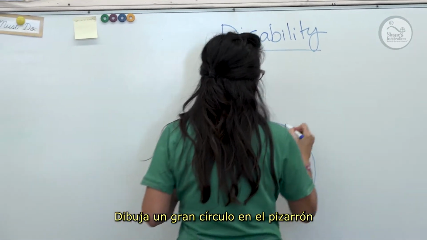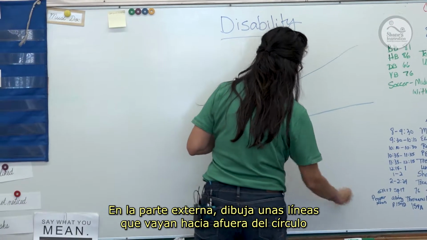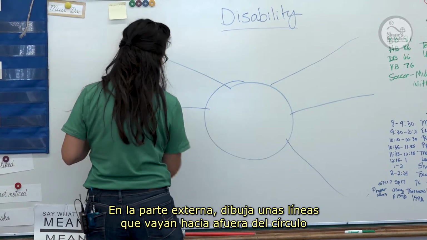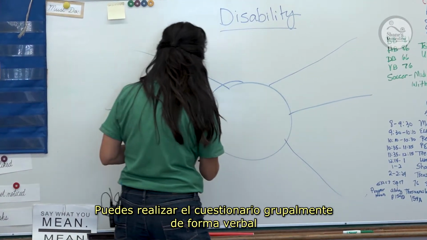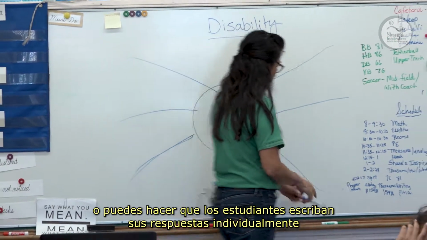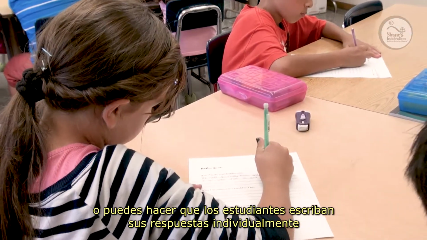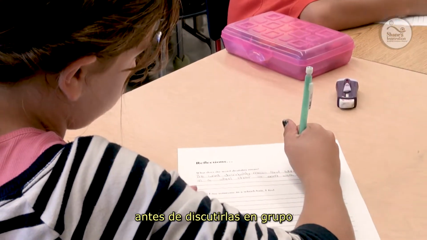While doing this exercise with your students, we recommend a word capture along with it. On your board, draw a big circle. On the outside, draw lines leading out from the circle. You can do the questionnaire as a group verbally, or you can have your students write out their responses individually before discussing as a group.